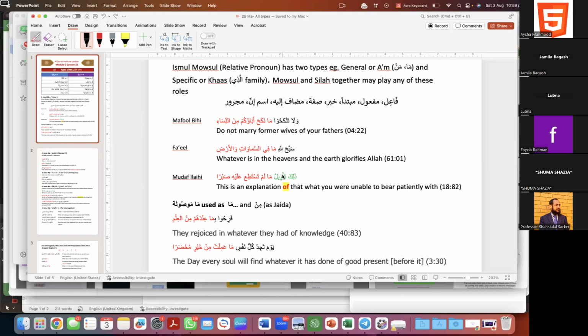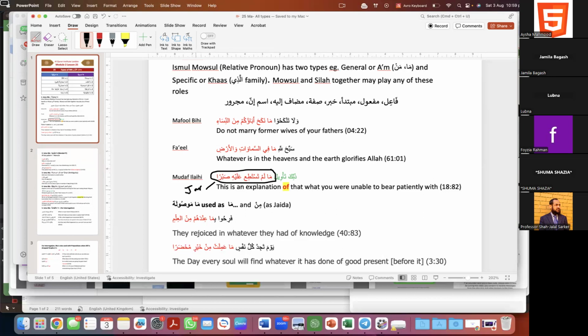This is mubtada khabar. Then tawilun of what? Explanation of what? Explanation of what you are not able to bear with sabr. That is mudaf ilayhi, and it's fi mahalli what? Fi mahalli khabar? Fi mahalli jar.